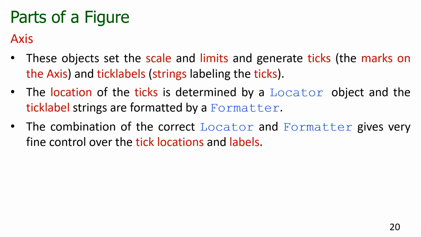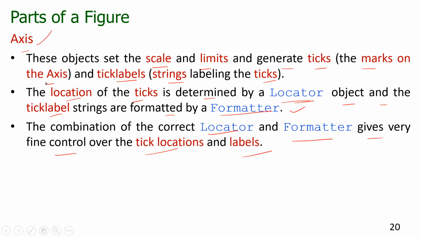That is about axes. Then coming to axis. These objects set the scale and limits and generate ticks, meaning the marks on the axis, and tick labels, meaning the strings labeling the ticks. The location of ticks is determined by a locator object, and the tick label strings are formatted by a formatter. The combination of the correct locator and formatter gives very fine control over the tick locations and labels. This is about axis. Axes and axis are both different.